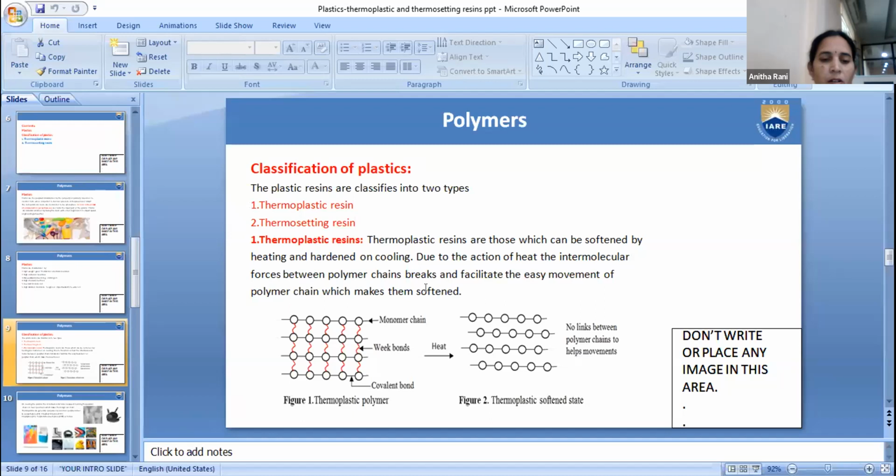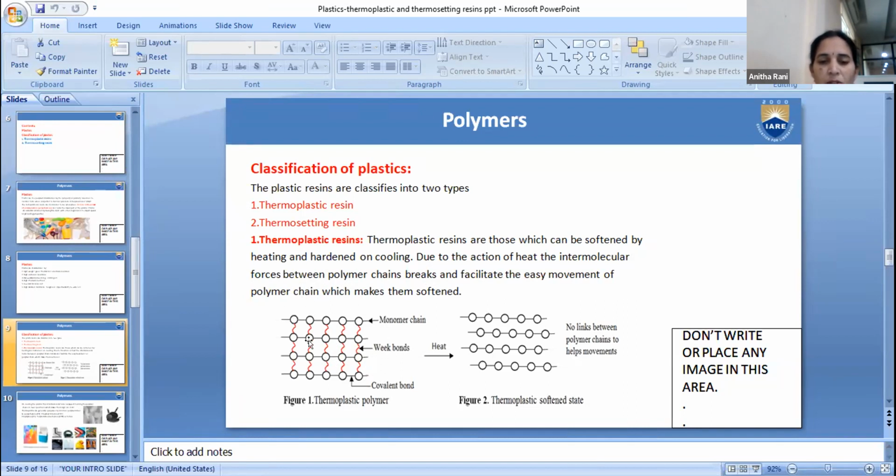Thermoplastic resins become soft on heating and hard on cooling. You can see the diagram of a thermoplastic polymer here. There are weak bonds between the polymer chains. The polymer is formed with weak bonds.